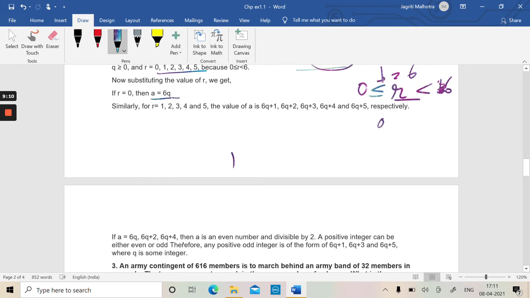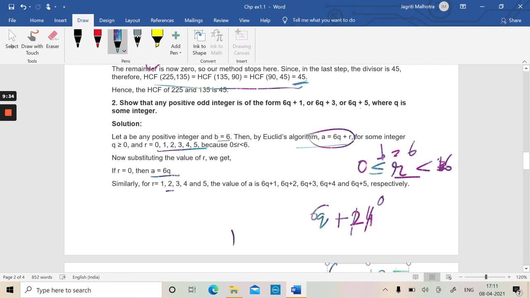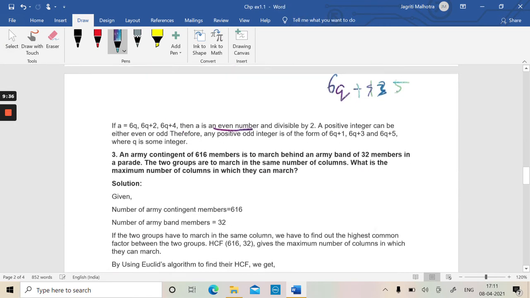As we know that 6q is an even number, and when we are adding another even number, like 2 or 4, then they both are going to be an even number. So that means if we add 1, 3 or 5, that is 6q plus 1, 6q plus 3 or 6q plus 5, then it is going to be an odd number. So this is true, and hence we showed it.